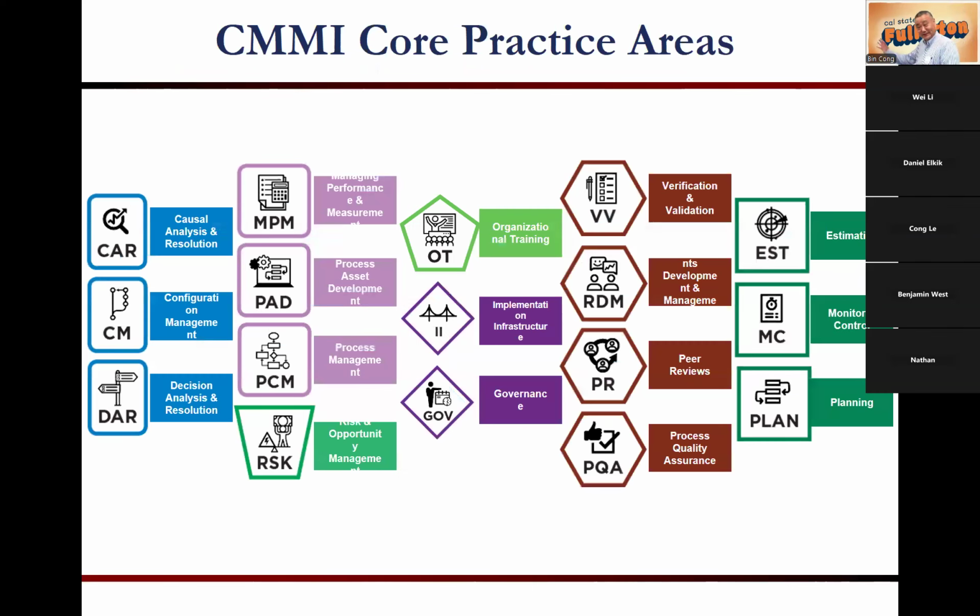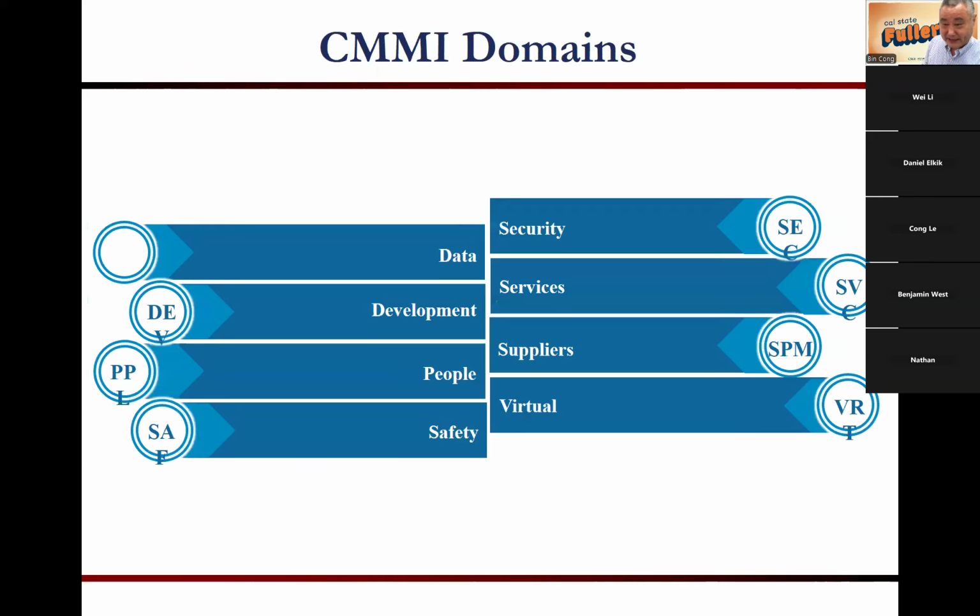Okay, and so in 3.0, we have 17 core PAs, which means I don't care what domain you use, they are going to be there. So those you're familiar with. Even in 1.3, it's very similar. Now the difference is that we have 8 domains. We have 8 CMMI models, but we put them together. We have data, development, people, safety, security, service, supply, and virtual. What does that mean? How do we use it? I think this actually reflects some of the trend.